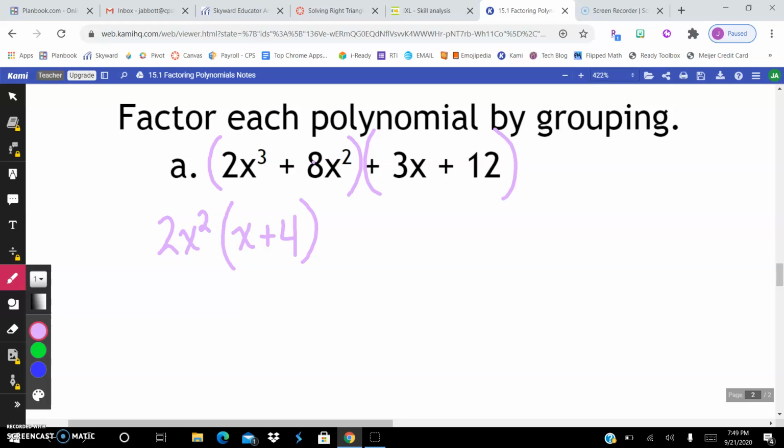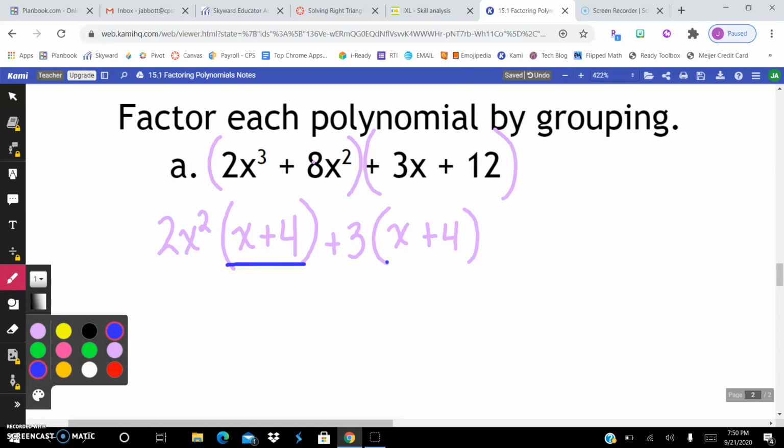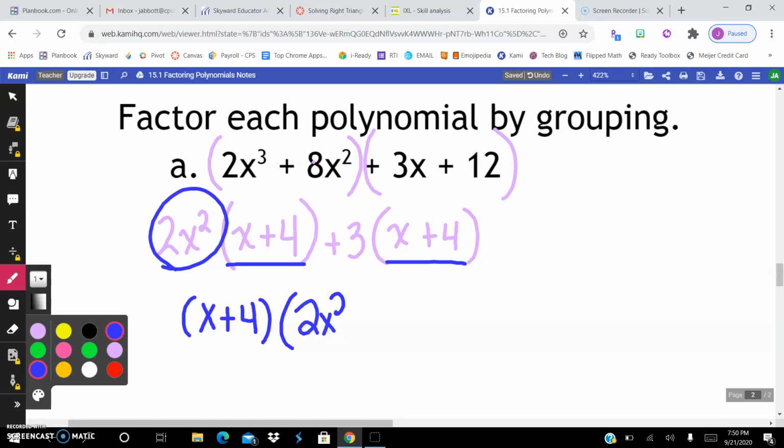3 and 12 have a 3 in common, so I'm going to take a 3 out, and it's positive. And 3x has an x, but 12 doesn't have an x, so I can't factor an x out. So what's left over? Well, I took the 3 out, so the x is left, and 12 divided by 3 is 4. Now this one has one more step. If you look, x squared plus 4 and x plus 4, they both have that, so we're going to factor that out. And then what is left over? 2x and a positive 3 is left over, and that is your final answer.